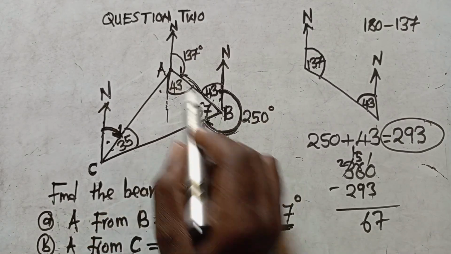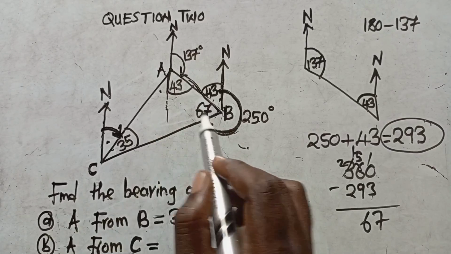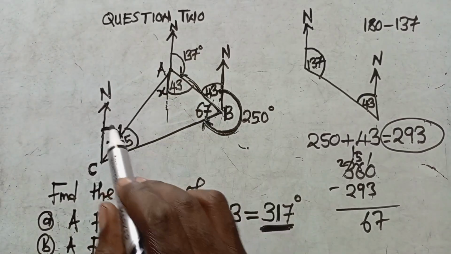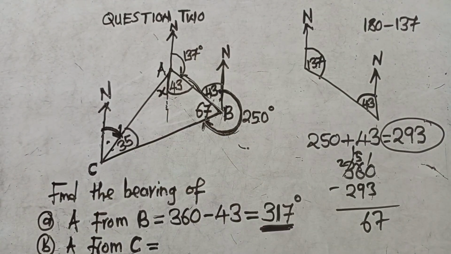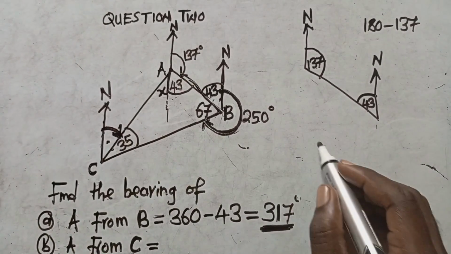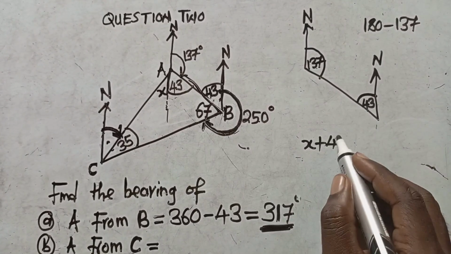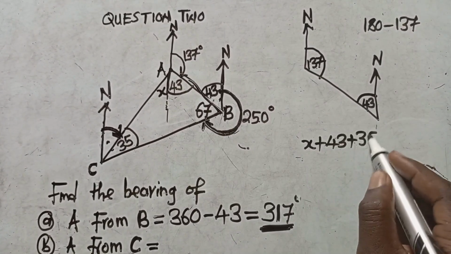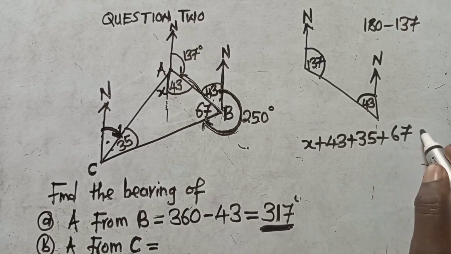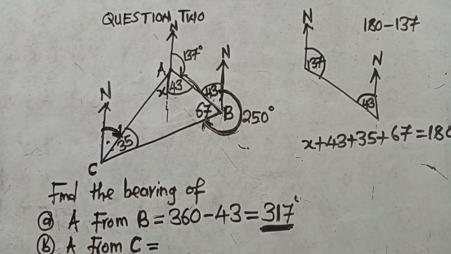So this is now a triangle. Just say x there. Then add everything equates to 180. Then you see the answer you are going to get. So meaning that what I'm going to do is that I'm going to say x plus 43 plus 35 plus 67 is equal to 180. This is not to tell you that this is the only method you get to use. No, we can use different methods to answer this particular question.